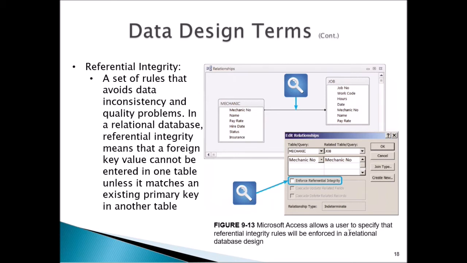And here is figure 9. I'll wait and let you get to understand what they're saying here, because it's the same example of what they're saying. And here's where you could check this in Microsoft Access.